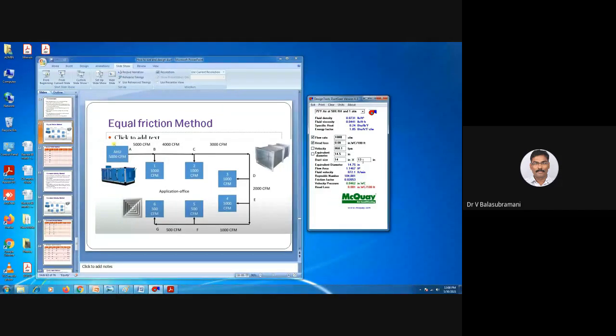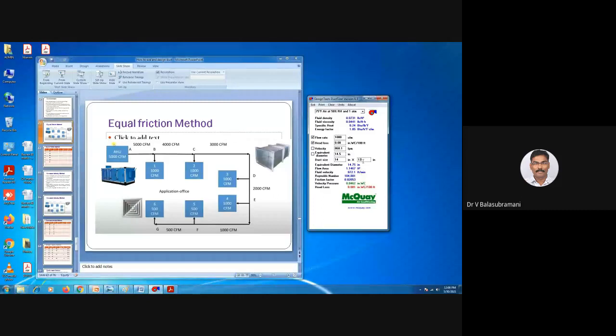For 1,000, here there is an issue. If any comes as an odd number, you have to convert it into the next even number. So 14 cross 14. So I have taken the duct EF as 14 cross 14.